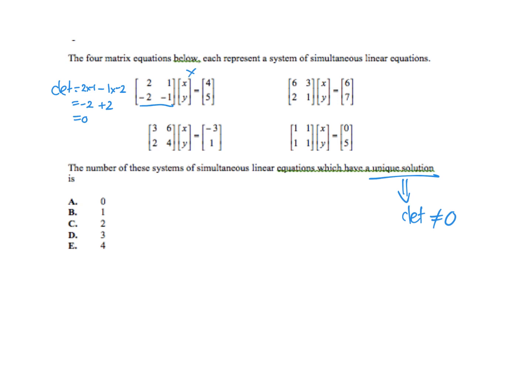So no unique solution. This one's determinant would have been 6 times 1 minus 3 times 2, which would have been 0. So none for that one. The one underneath, the determinant would have equaled 3 times 4 minus 6 times 2. That would have been 0. None for that one. And this one would have been 1 times 1 minus 1 times 1. So how many have a unique solution? 0.